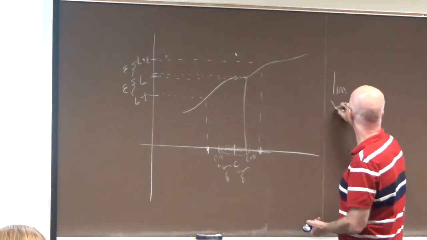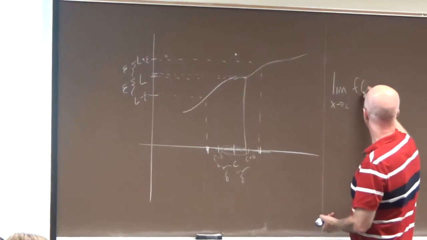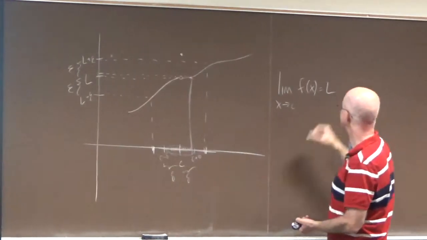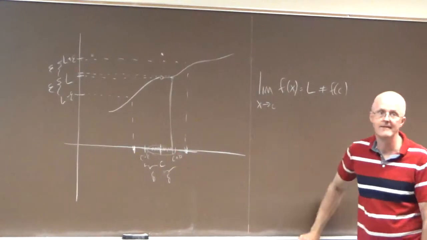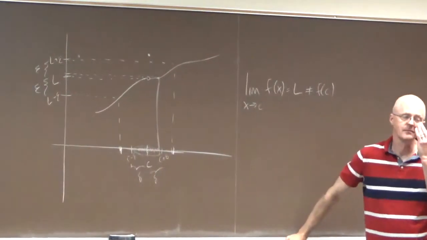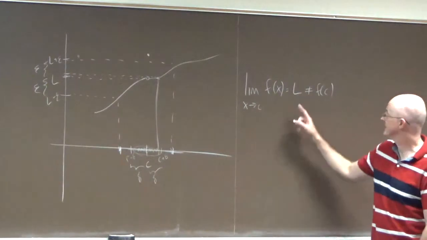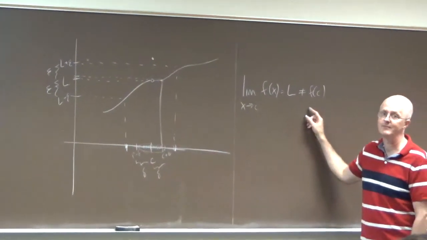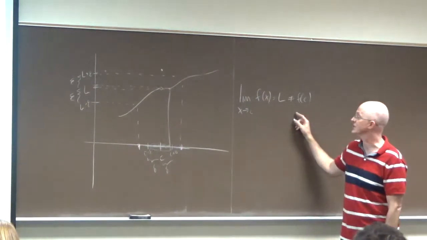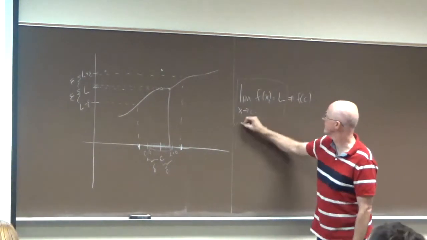The limit as x approaches c of f of x for this function is L. That doesn't equal f of c, but it doesn't have to. The fact that it doesn't equal f of c means this function is not continuous at c. But as far as the limit definition, this is still true.